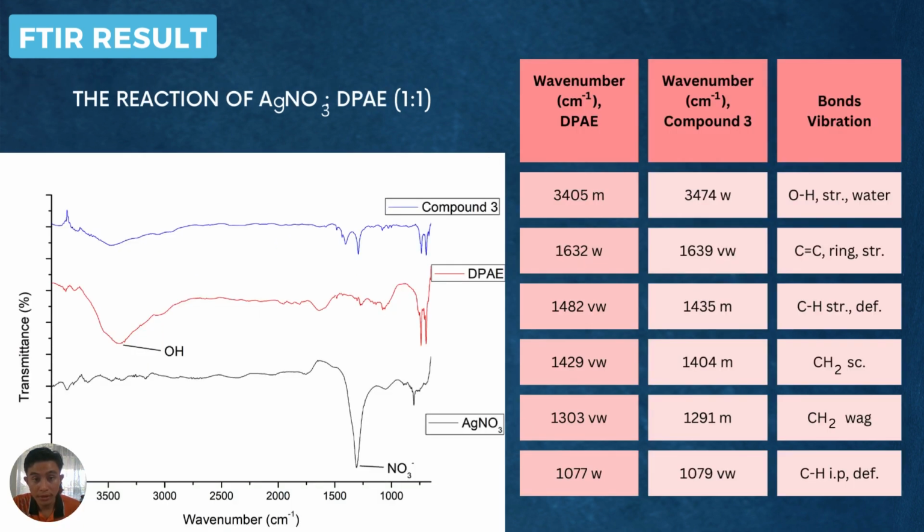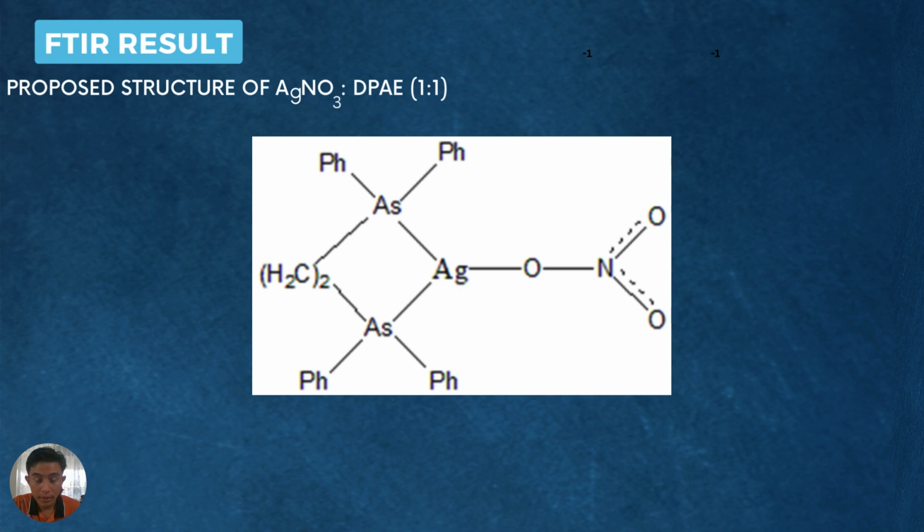And then moving on to our third reaction, silver nitrate and dpae. This might be interesting because it only involved an equimolar stoichiometric ratio. Therefore, the arsine ligand chelates to the one silver atom, and the nitrate is also coordinating as a monodentate ligand.